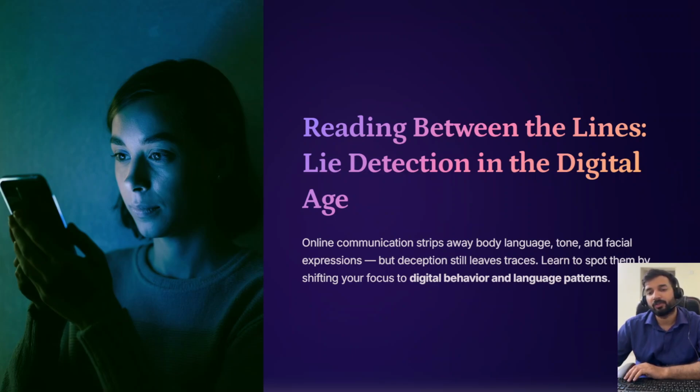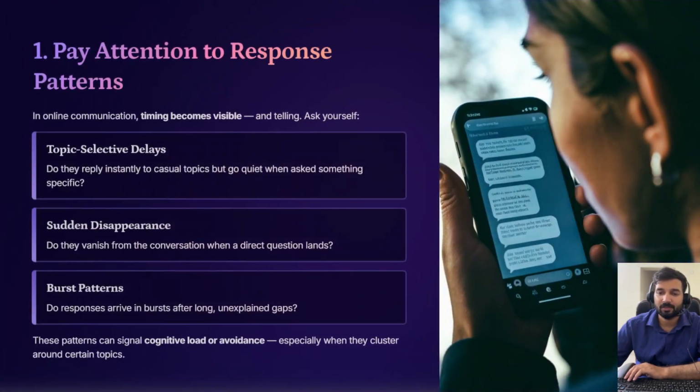Pay attention to response patterns. In online communication, timing becomes visible. Ask yourself, do they reply instantly to casual topics but delay on specific questions? Do they suddenly disappear when asked something direct? Do responses come in bursts after long gaps? These patterns can indicate cognitive load or avoidance, especially when tied to certain topics.